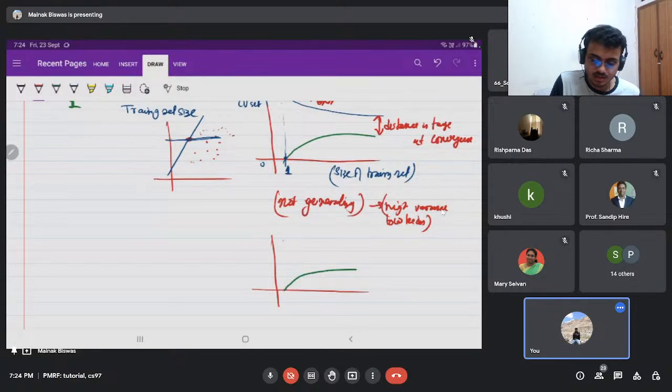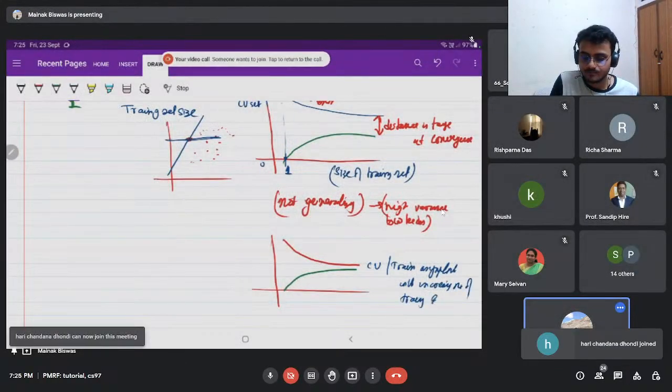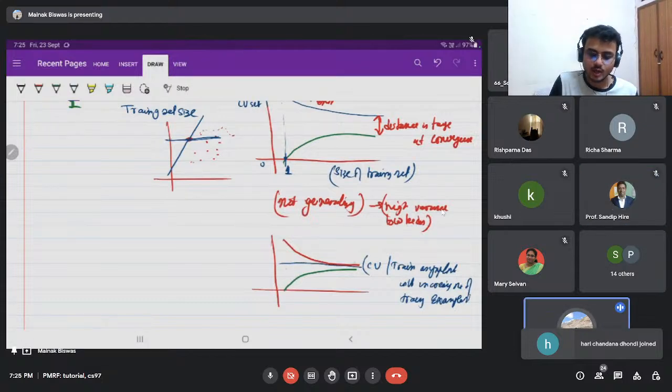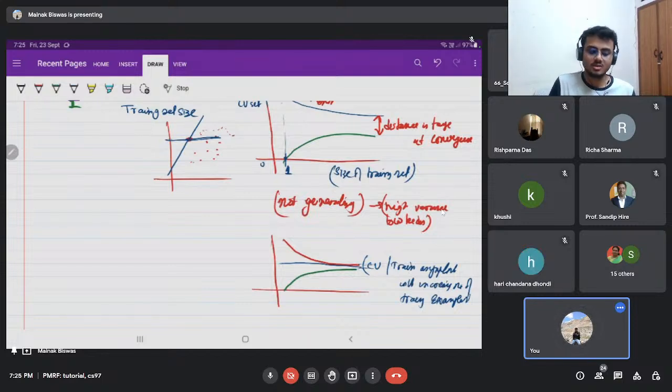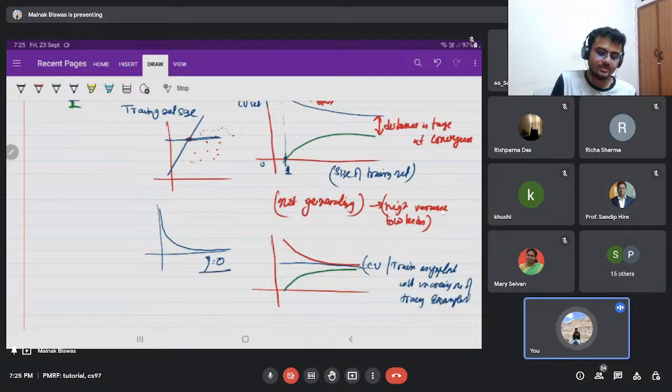What do I mean by this? Something like this, where the training accuracy and the cross validation accuracy asymptote with increasing number of training examples. What is the literal meaning of asymptote? Asymptote means you are tracing one line, going towards it, but you will never touch that line. For example, y = 1/x will never touch x, but it will go near 0. So y = 0 is the asymptote for 1/x.